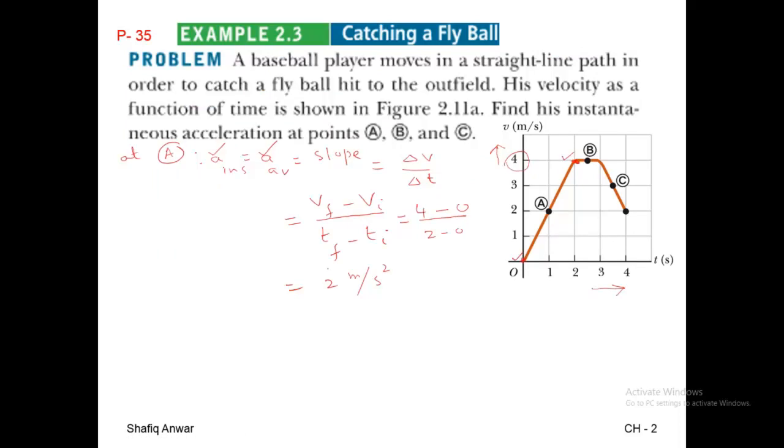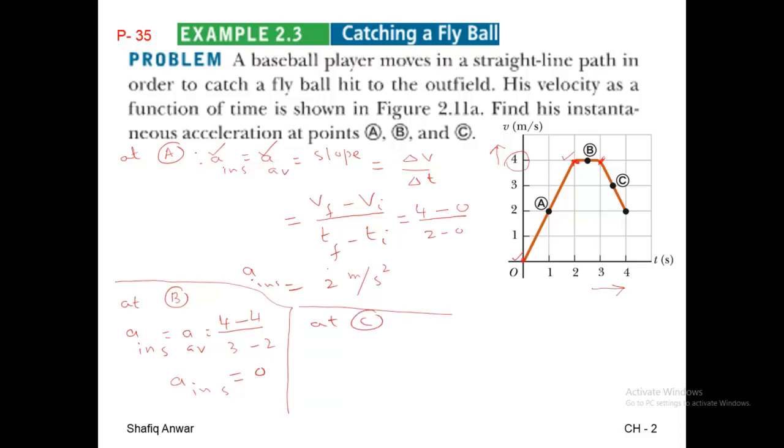Now, for B, you will be doing the same thing. Instantaneous acceleration is equal to average acceleration, which is the slope, and we use the same rules. This is a horizontal line, and the slope of a horizontal line is always 0. Why? Because if I take this final point and go left, this is 4. The initial point, again go left, this is 4. So 4 minus 4 divided by the time, 3 minus 2. So instantaneous acceleration is 0 for B. That was for B, and this was for A.